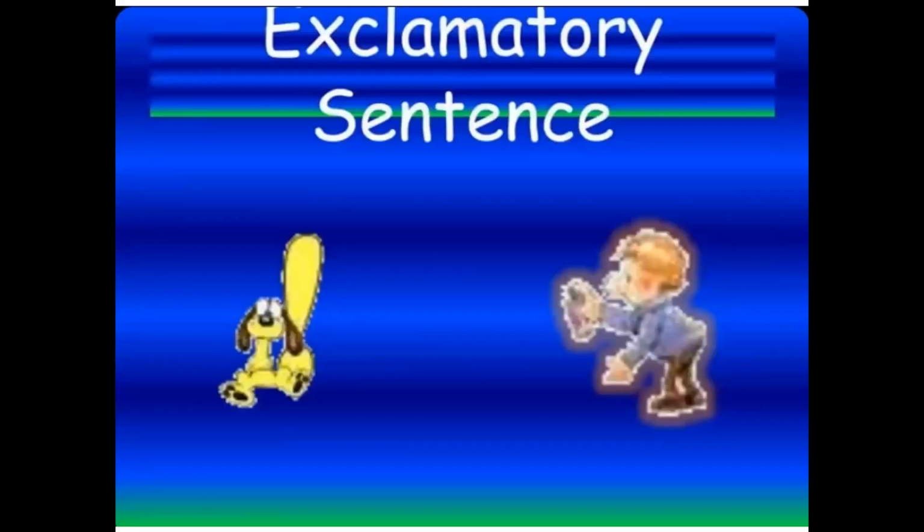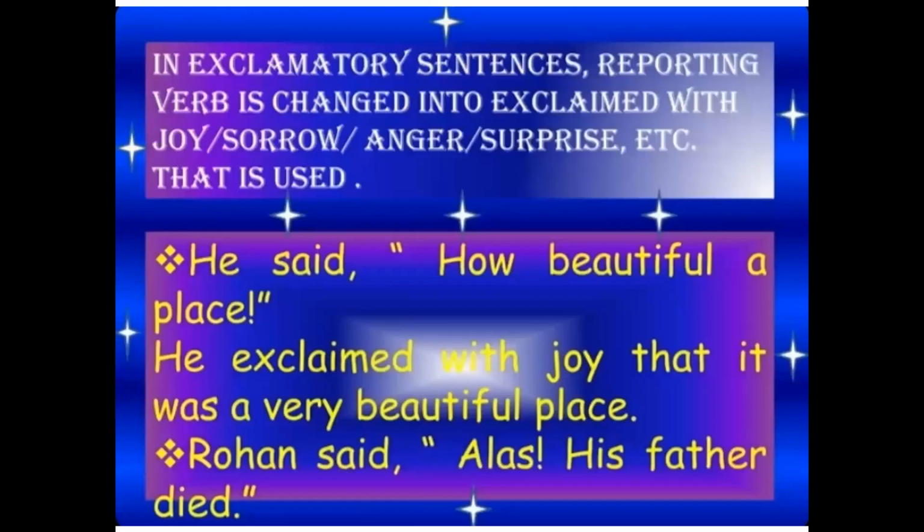Exclamatory sentences. In exclamatory sentences, the reporting verb is changed into exclaimed with joy or sorrow or anger or surprise that is used. He said, "How beautiful a place!" He exclaimed with joy that it was a very beautiful place.